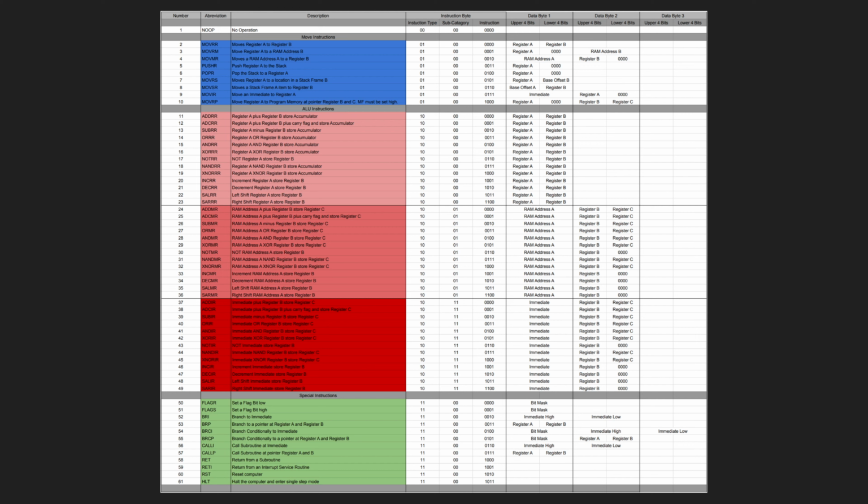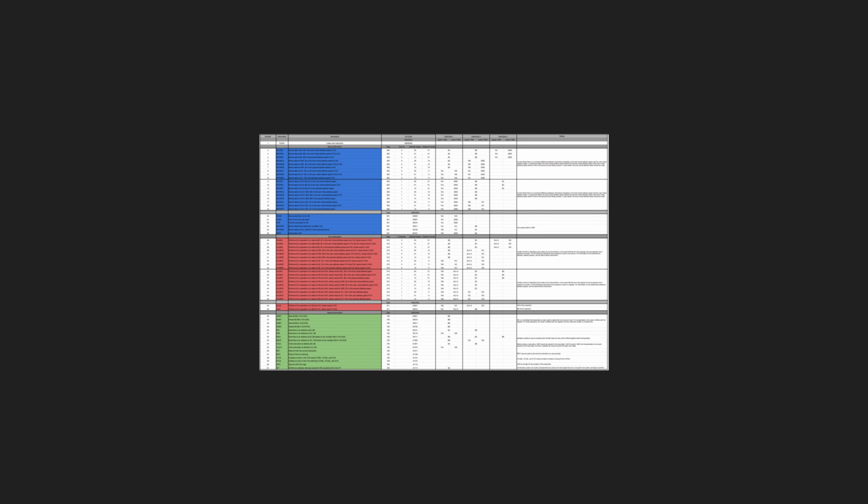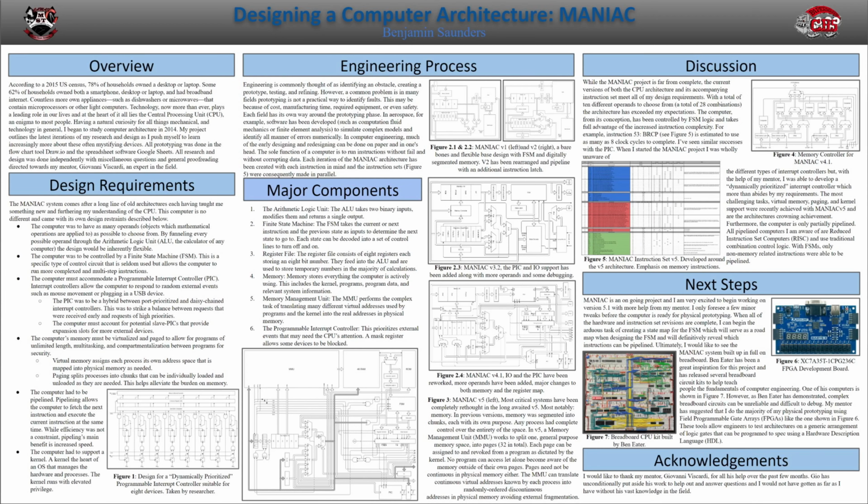While I designed MANIAC version 4 and 4.1, I had to develop version 2 of the instruction set in parallel. That's shown here. While I designed MANIAC version 5, I had to constantly keep in mind the development of instruction set version 3. In practice, it is very difficult to keep everything in balance and in the front of your mind at the same time.